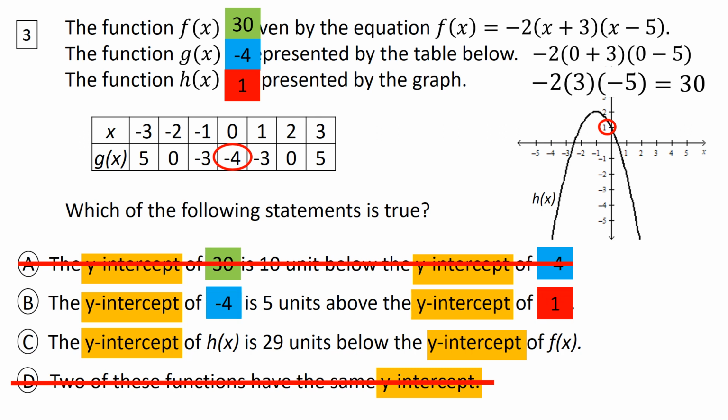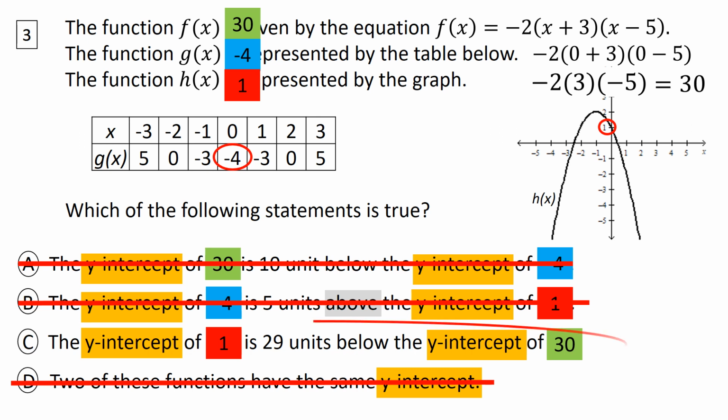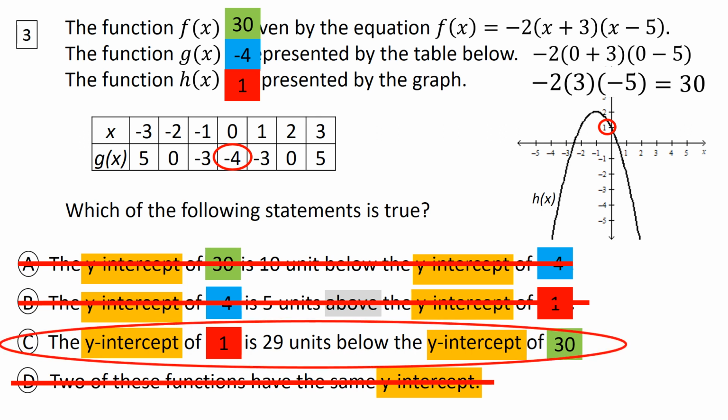Try it with b. Negative 4 is 5 units above the y-intercept of h, which is 1. Now, it sounds pretty convincing, but watch for the words. Negative 4 is not above 1. 1 is above negative 4 by 5 units, so it was close, but not quite. Process of elimination tells us it's going to be C, but if we try to rule that one out too, maybe we did something wrong. So let's read it. The y-intercept for h is 29 units below the y-intercept for f. So 1 is 29 units below 30. That sounds right. That's the answer we were looking for.